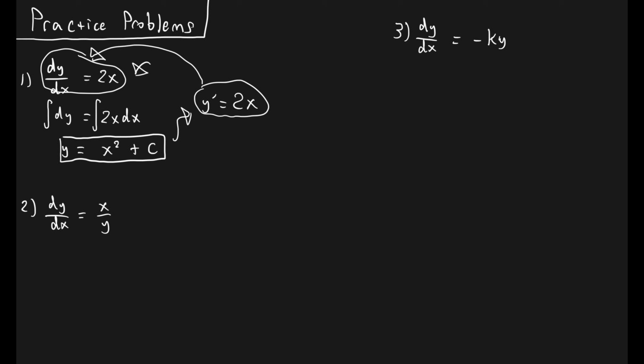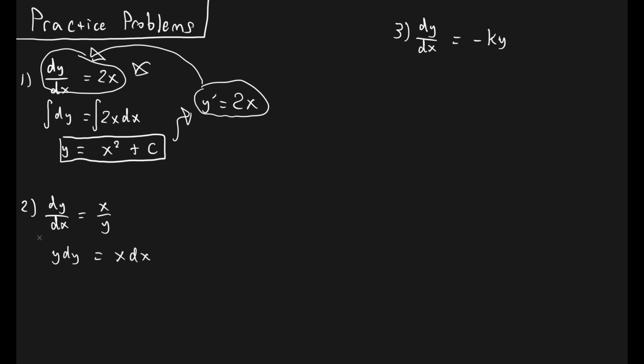Now, for the second one, this one looks a little bit more complicated, but I think we can still do it quite fine. We've got dy over dx equals x over y. Same idea, we're going to want to get each variable on its own side so we can integrate. So if we cross multiply here, we get y times dy is equal to x times dx. We now have each of the variables on their own side, and we can integrate with ease.